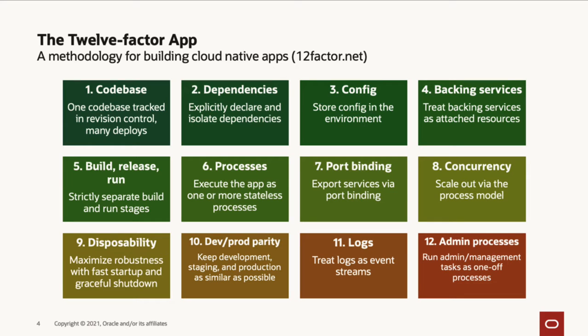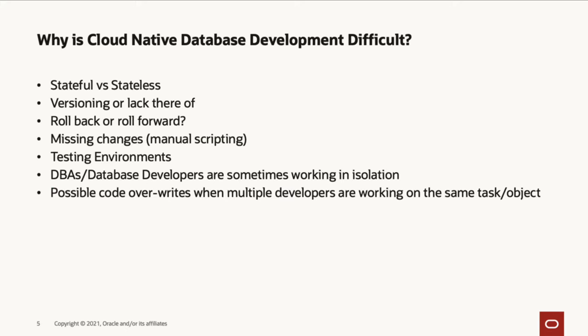So this brings us to the 12-factor app methodology. This is a methodology that was coined around 2011 by Adam Wiggins. In essence, these are a best practices guide for deploying applications to the cloud. We see 12 of them here, and if you want more information on any one of these, you can go to 12factor.net. But what we're going to do is take a few of these and see how they apply to database development in cloud native environments.